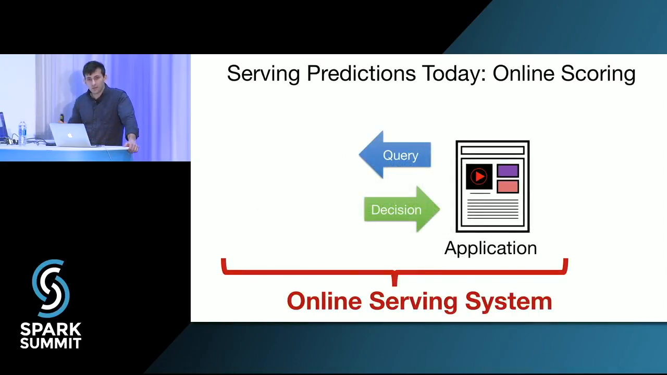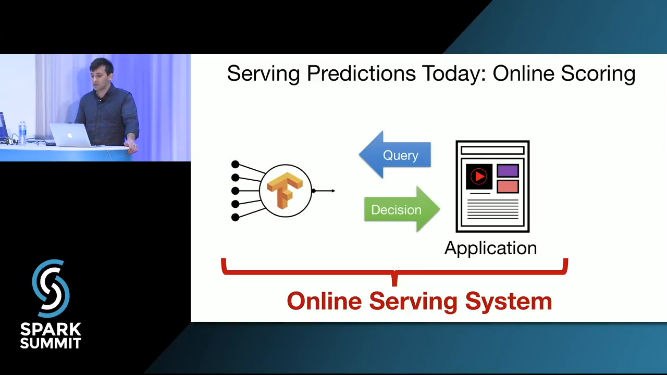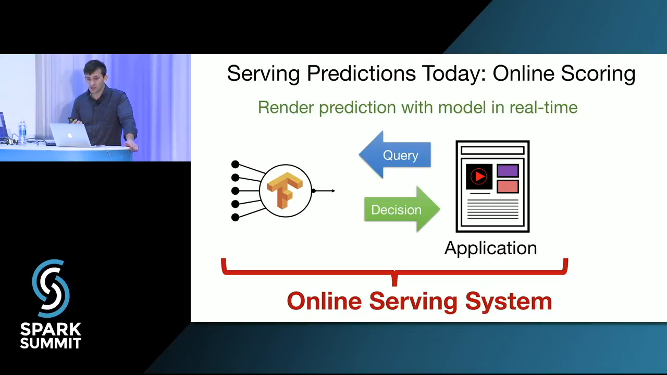Or have other more pernicious effects like what we've seen with Facebook and news in the last year, for example. So really what we'd like to do is not do this pre-scoring, but actually inject our machine learning models into our serving systems and actually render our predictions with models in real time.